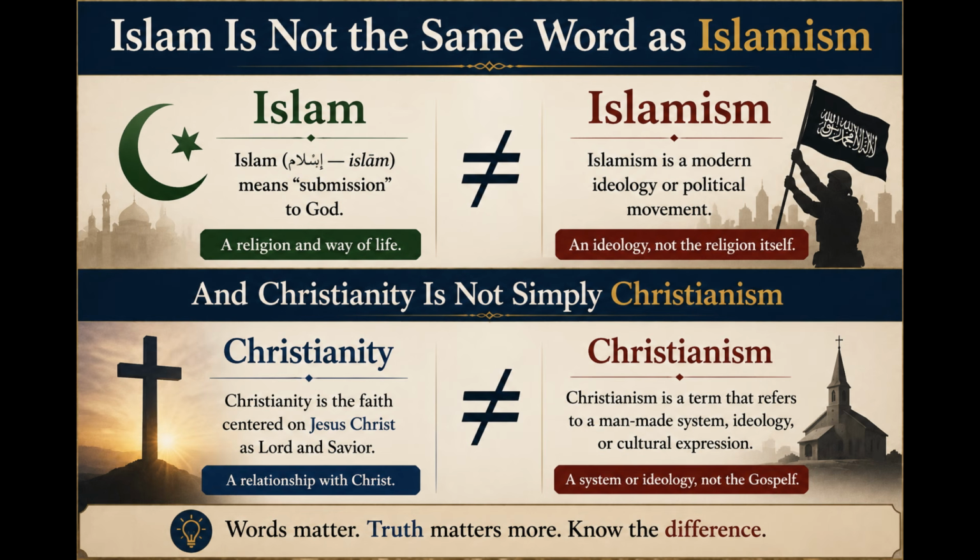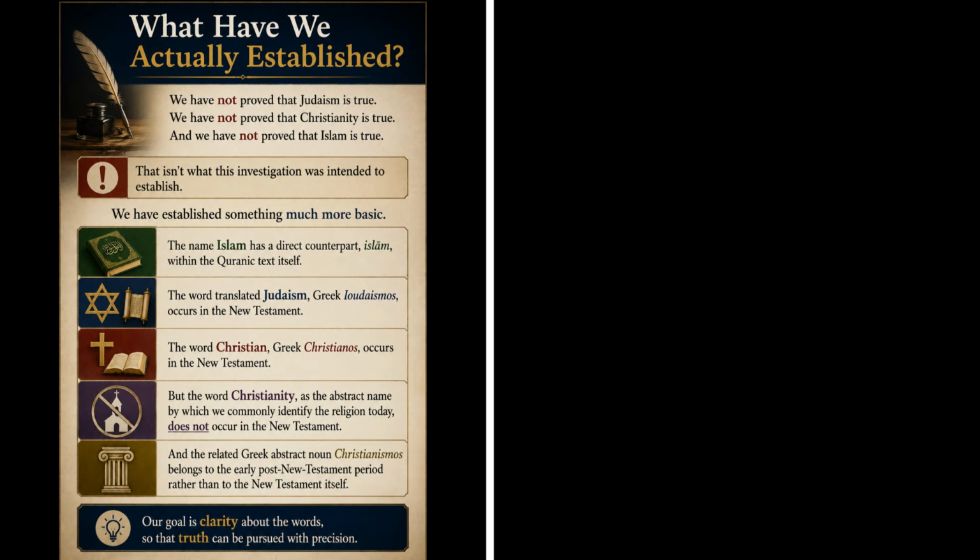Therefore, we should not look at the words Christianism and Islamism and assume that because they look alike, they must have identical histories or meanings. They do not. So what have we actually established? Let's be very precise. We have not proved that Judaism is true. We have not proved that Christianity is true. And we have not proved that Islam is true. That isn't what this investigation was intended to establish. We have established something much more basic.